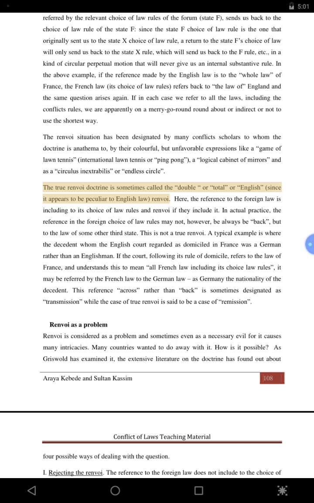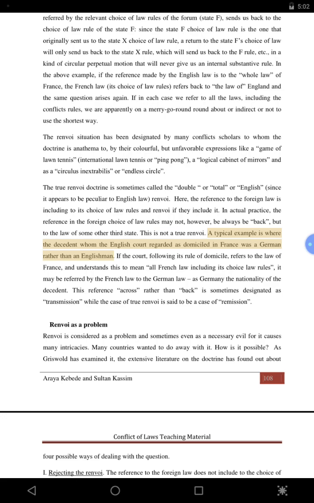The true renvoi doctrine is sometimes called the double, or total, or English renvoi, since it appears to be peculiar to English law. Here, the reference to the foreign law includes its choice of law rules, and renvoi applies if they include it. In actual practice, the reference in the foreign choice of law rules may not, however, always be back, but to the law of some other third state. This is not a true renvoi.